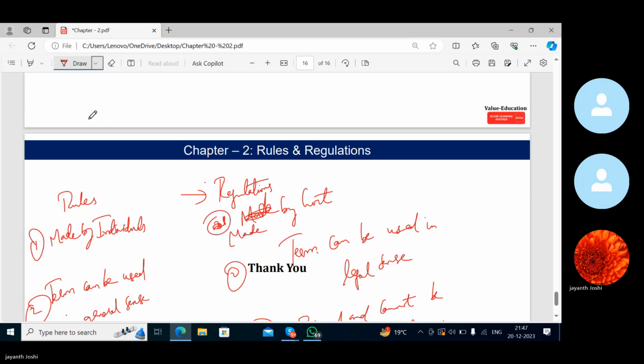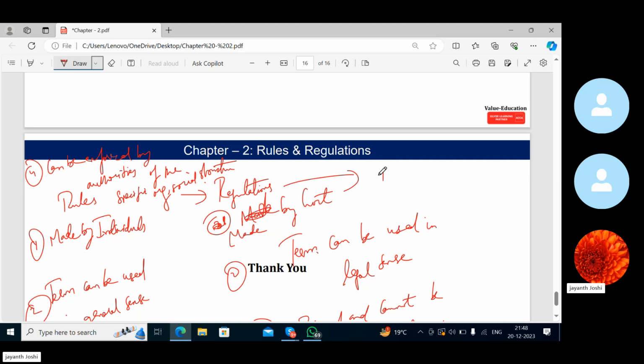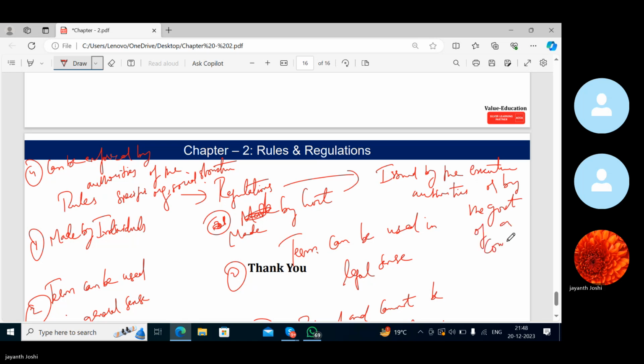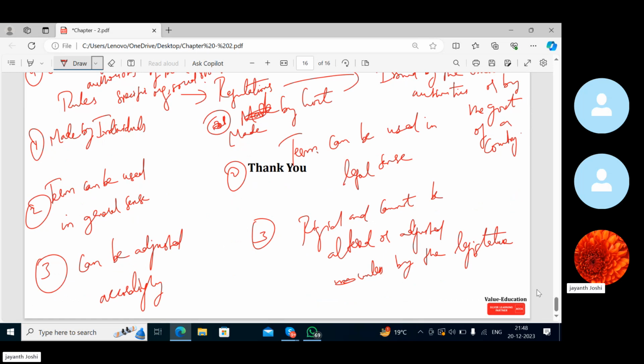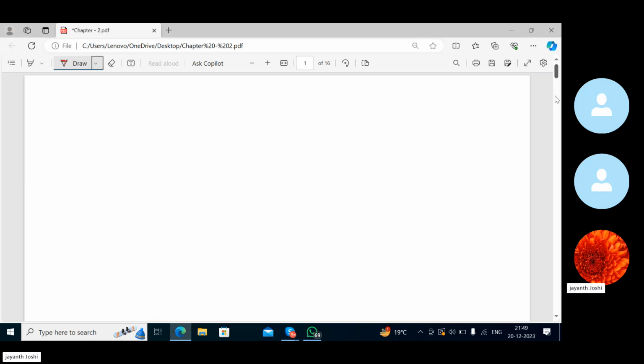And fourth point, rules can be enforced by authorities of the specific organization or social structure, like societies where you stay. And regulations are issued by the executive authorities or by the government of a country. These are enforced by the government. Okay, so these are the differences. Hope you understood everything about this. Now the chapter becomes very simple and easy for you.